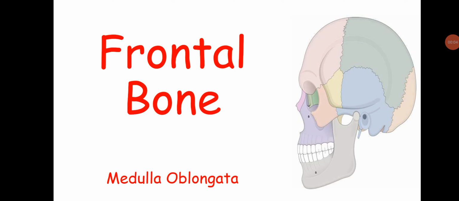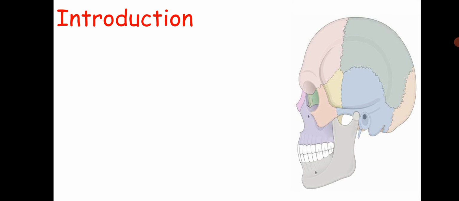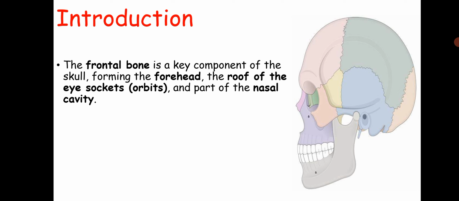Today we are going to talk about frontal bone. Here you can see at the side the diagrammatic representation of skull, and the pink color bone just anterior to the skull is the frontal bone. So let's start our topic with introduction.